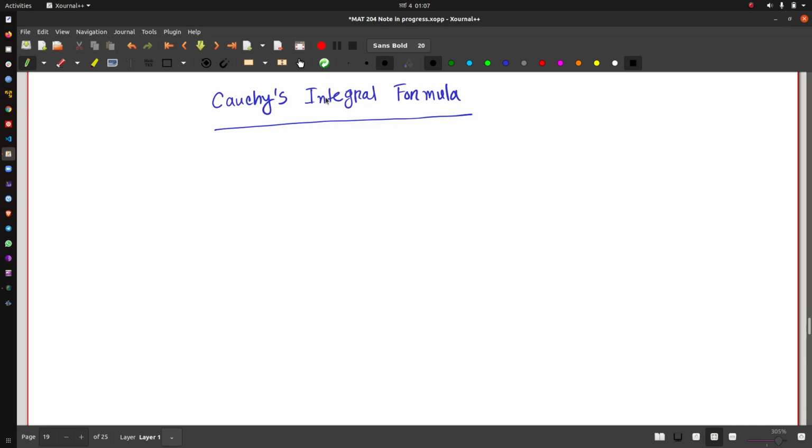So what is Cauchy's integral formula? Actually it's a consequence of Cauchy's theorem itself. So let me write down the statement for this integral formula.